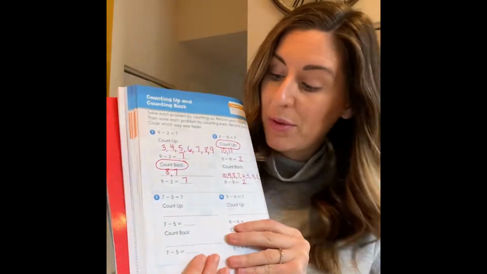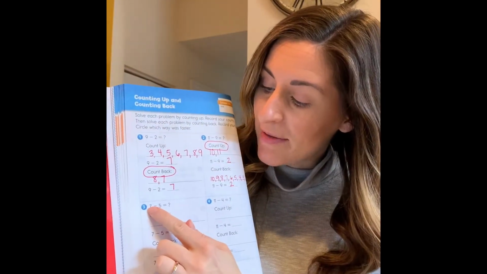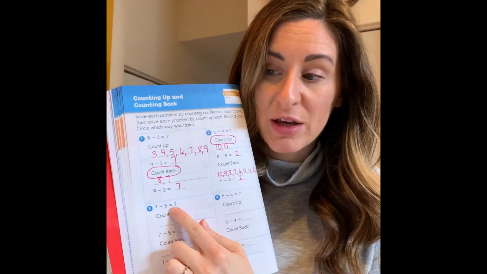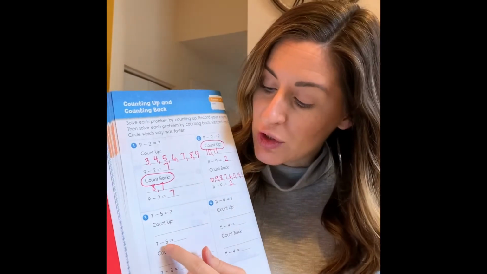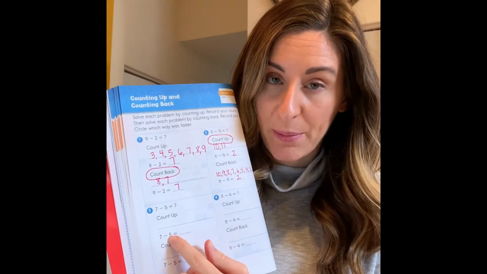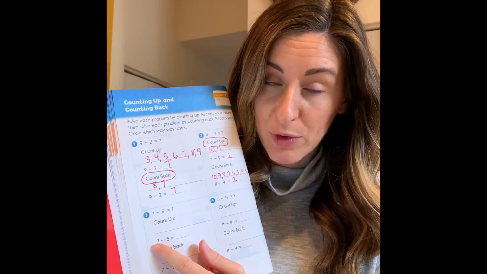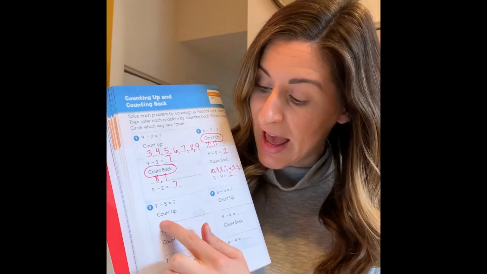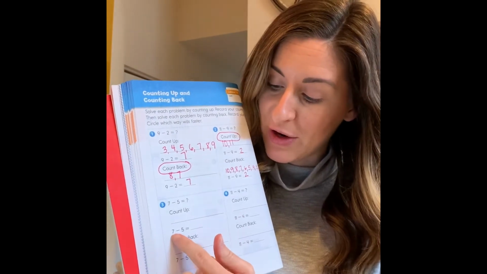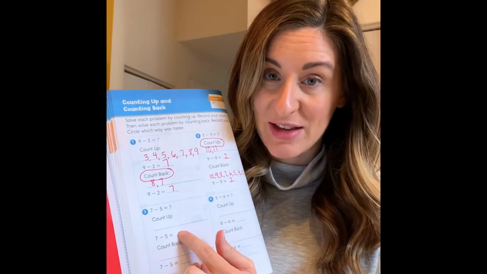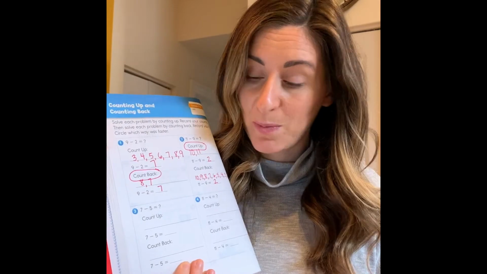All right, I'm gonna have you try number 3 on your own right now. So for number 3, it says 7 minus 5 equals what? In order to count up, you're gonna start at the smaller number and count up till you get to the big number. Go ahead and write down the numbers that you say when you do that and figure out what 7 minus 5 is. Pause the video if you need to.